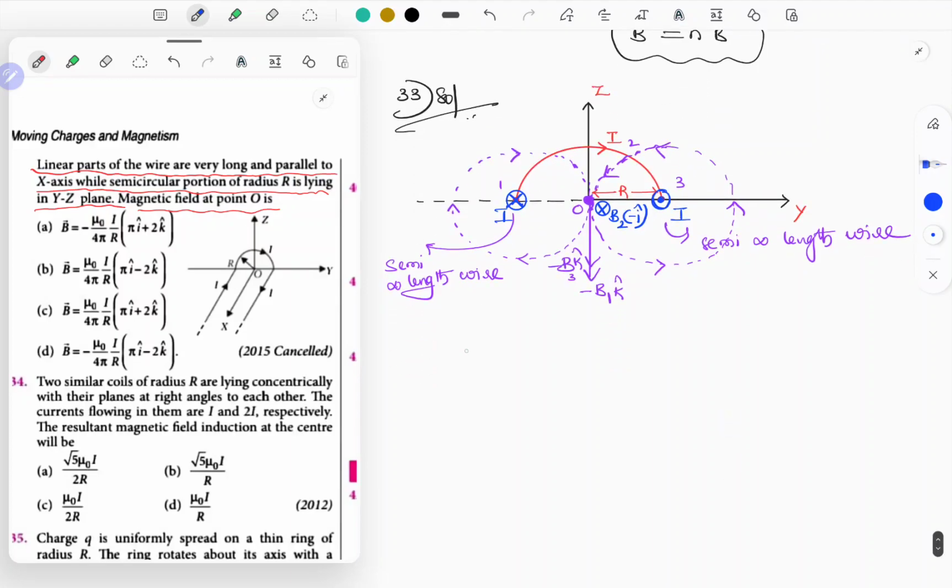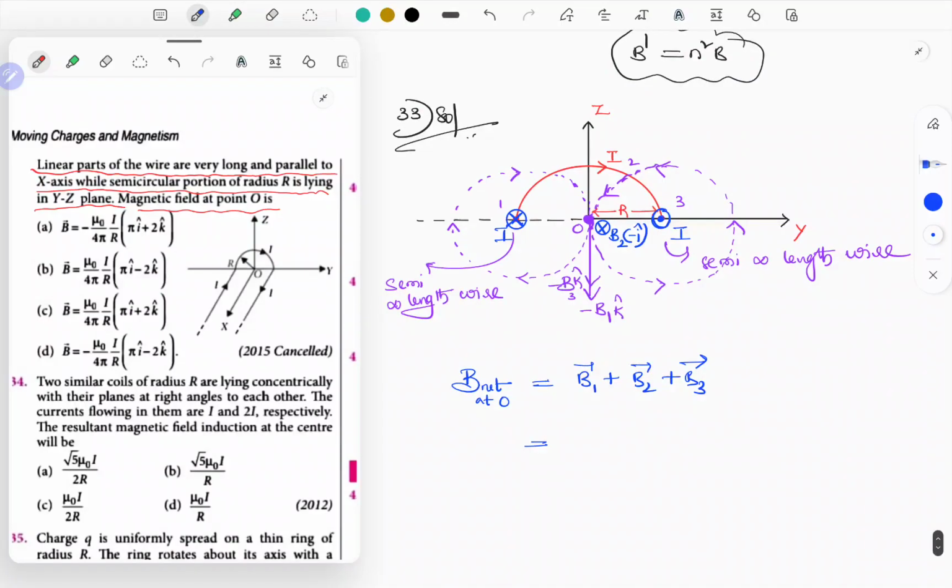So let me write down the total magnetic field at point O. B net at O is equal to the magnetic field due to the first conductor, second conductor and third conductor respectively. The magnetic field due to the first conductor, it is a semi-infinite wire, so the formula is going to be minus mu naught I by 4 pi capital R, direction k cap. This minus k cap represents the direction of magnetic field. Got it?